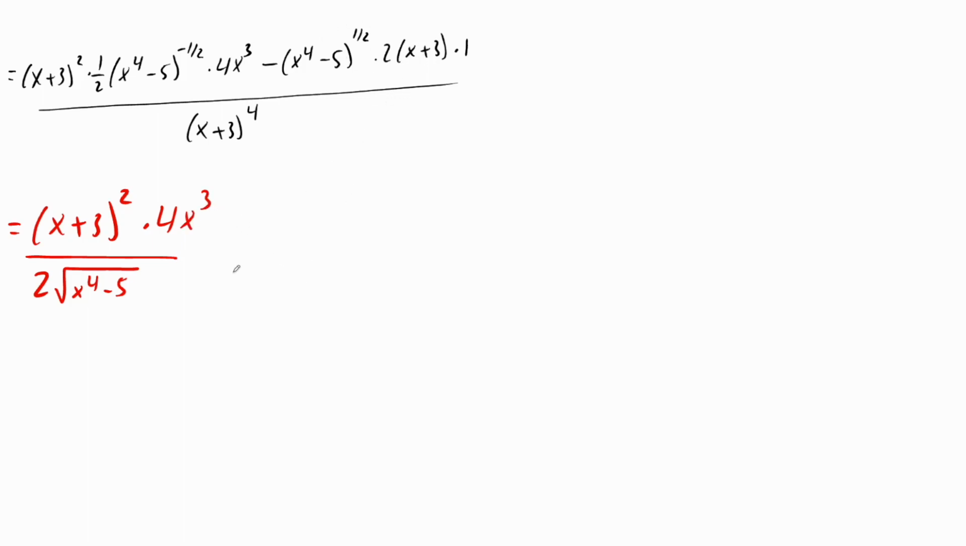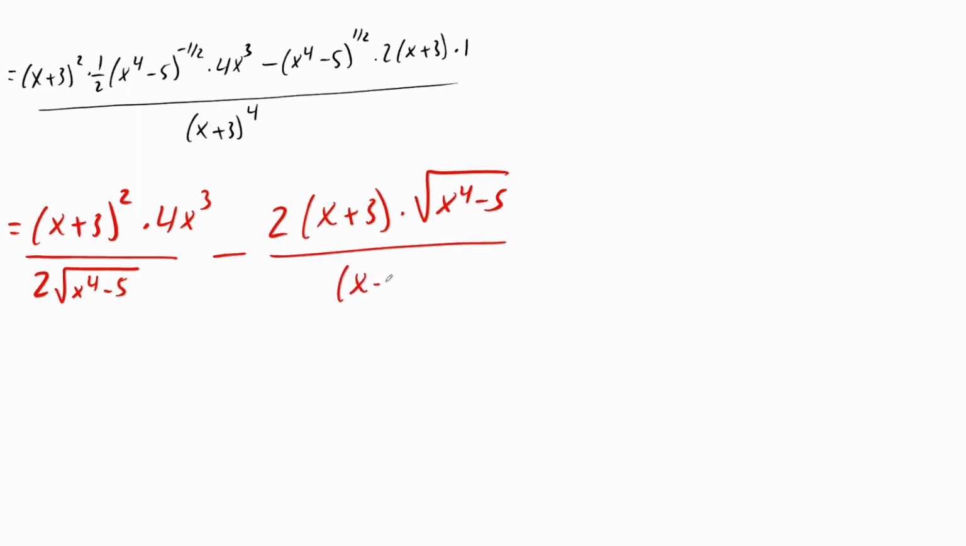Then we'll do this piece right here. So we have a minus, we have a 2 times 1, which is 2. We have an (x + 3), so (x + 3). Then we have this piece, so (x^4 - 5) raised to 1/2. That's the same thing as taking the square root symbol, x^4 minus 5. And then the whole thing is being divided by our denominator. So (x + 3) raised to 4. Now I forgot, this piece also had the same thing in the denominator. So (x + 3) raised to 4.